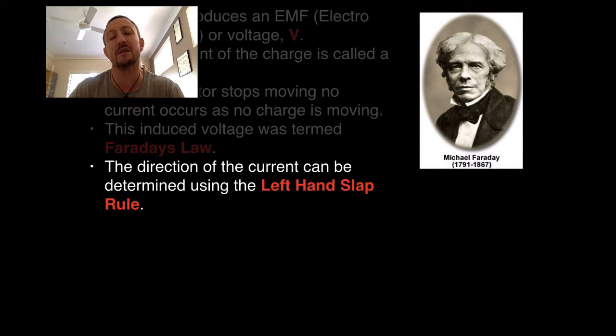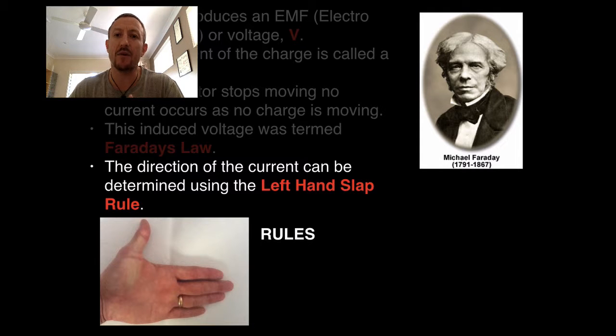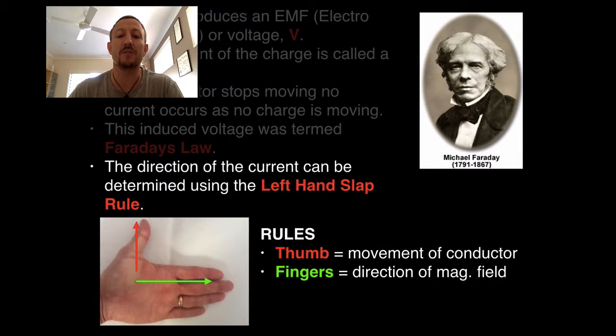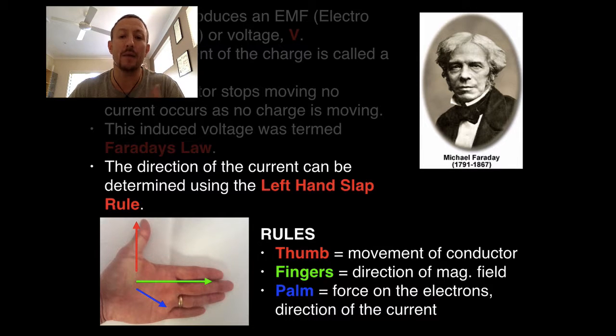Okay, so how do we determine the direction of the force which is applied on the electrons? Well, we can use our left-hand slap rule. Now it's left-hand, remember, because it's electrons, they're negatively charged. So here I've got my hands, and we'll just revisit this rule. The thumb in this case is going to be the movement of our conductor. Our fingers are going to be the direction of the magnetic field, and our palm is going to be the force on the electrons and the direction of the current.